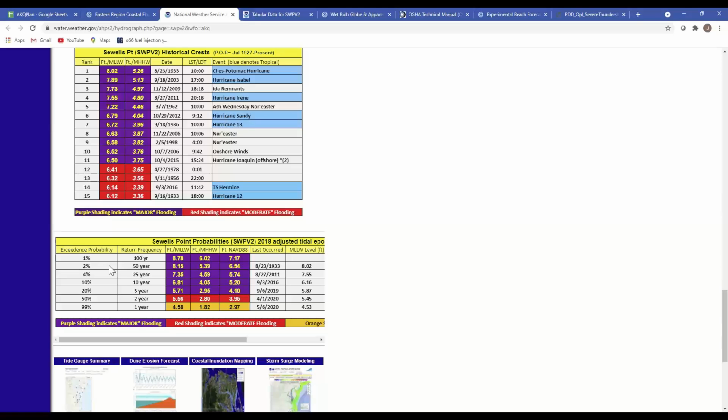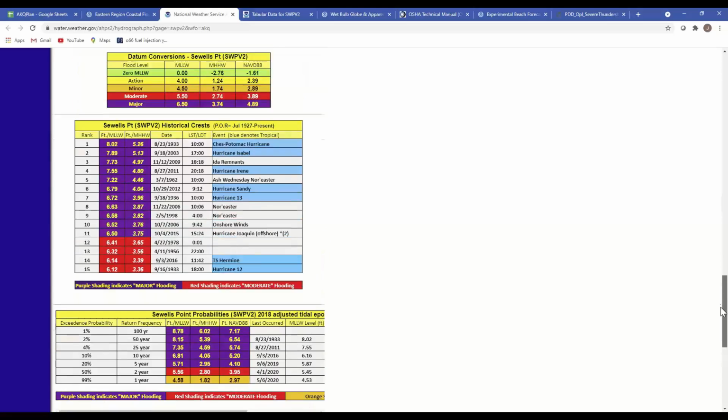But the reality of it is, because of sea level rise, the probability of that event occurring is increasing. It's not increasing a lot, from, say, 1% to 2%, but it is on the increase, that event could occur just partially because of sea level rise. So that's really something that jumps out at you when you look at the Sewell's Point data.